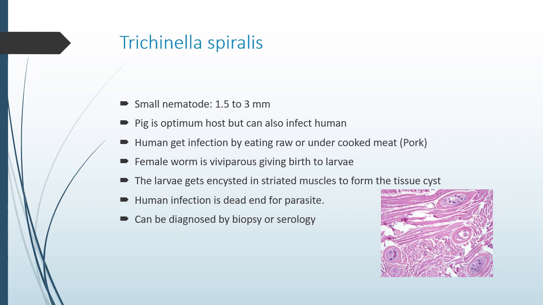The female is viviparous. It lives in the intestine of the human being, giving birth to larvae. The larvae get entry into the bloodstream and are deposited in various parts of the body, but when they reach striated muscle, they get encysted to form such cyst-like structures. Clear? So these are the cysts of Trichinella spiralis.